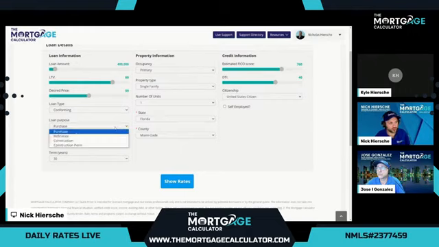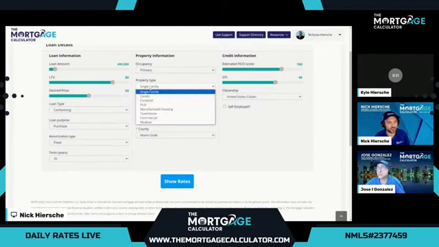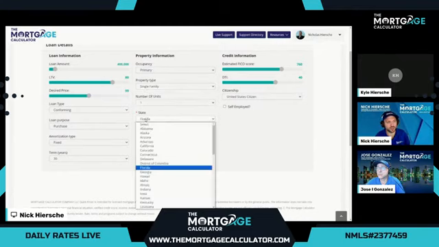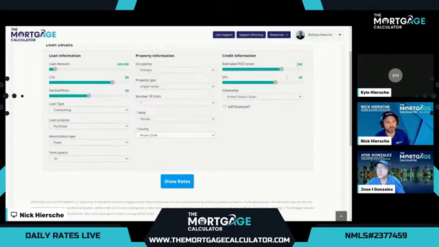So we'll start with conforming conventional. We'll do a purchase, 30-year fixed, primary occupancy, single family home, 1 unit, state of Florida, county of Miami-Dade. And for all the demos, we use an estimated FICO of 760 and an estimated debt to income ratio of 40%. So with these settings, let's see what the rates are after the holiday weekend.